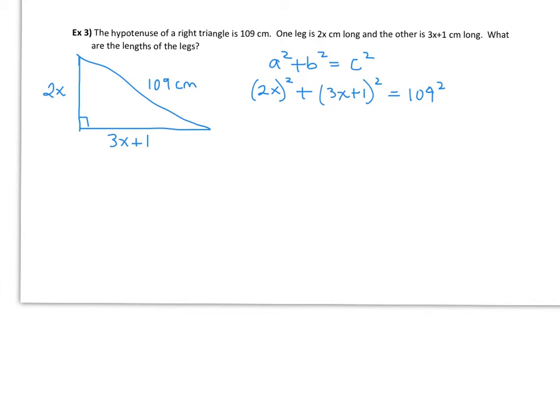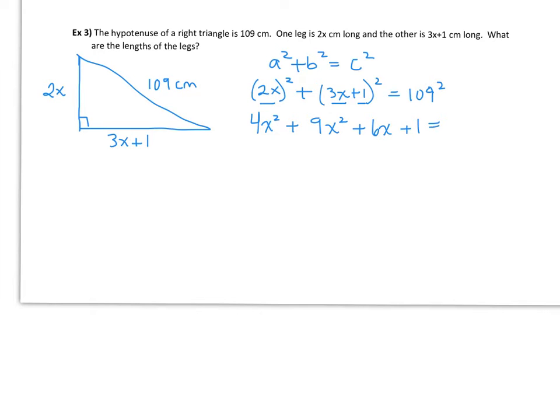Well, we're going to have to simplify this. So 2x times 2x would end up being 4x squared. Now you can be nice and write 3x plus 1 out twice, or you can use the shortcut, which is: square the first, so 3x to the exponent of 2 is 9x squared. Double the product of these two terms: 3x times 1 would be 3x, and if I double that, I'm going to get 6x. And square the last: 1 times 1 is 1.